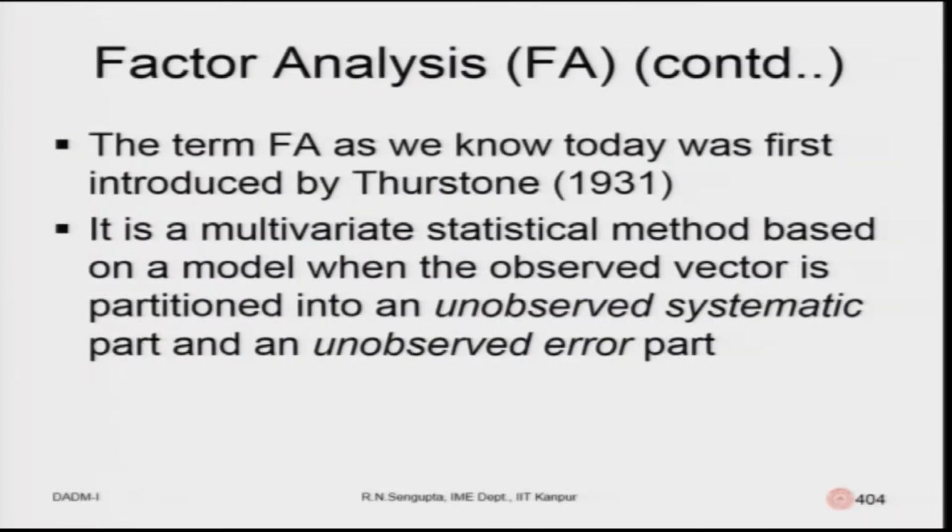The term factor analysis, as we know it today, was first introduced by Thurstone in 1931. It is a multivariate statistical method based on a model where the observed vector is partitioned into an unobserved systematic part and an unobserved error part. So you have x1 to xp, and their effects are divided into 2 sets: one is unobserved systematic type of effects, and another is white noise which we cannot control. What we want to find out are those sets or combinations in such a way that we are able to give the maximum level of prediction, using the word prediction very generally, such that we are able to solve the problem and get the maximum set of information.